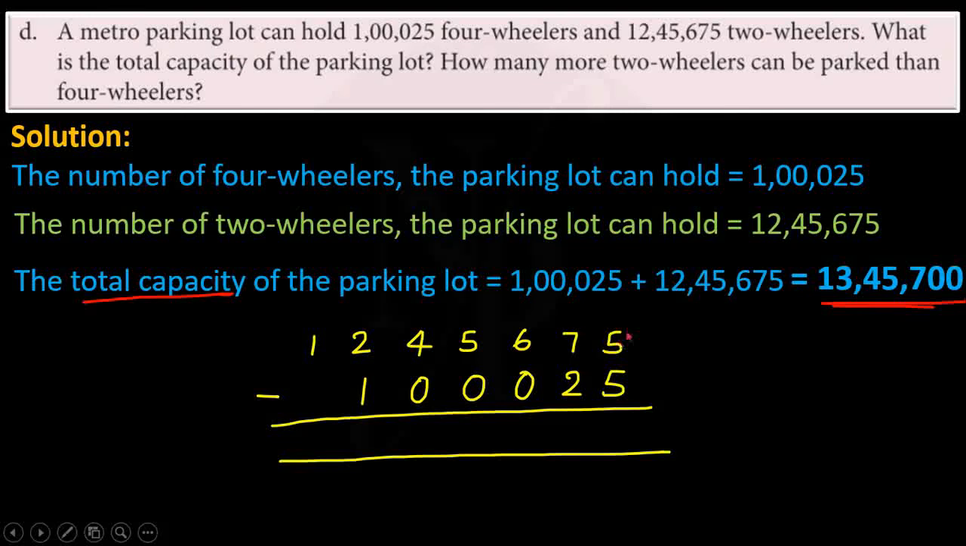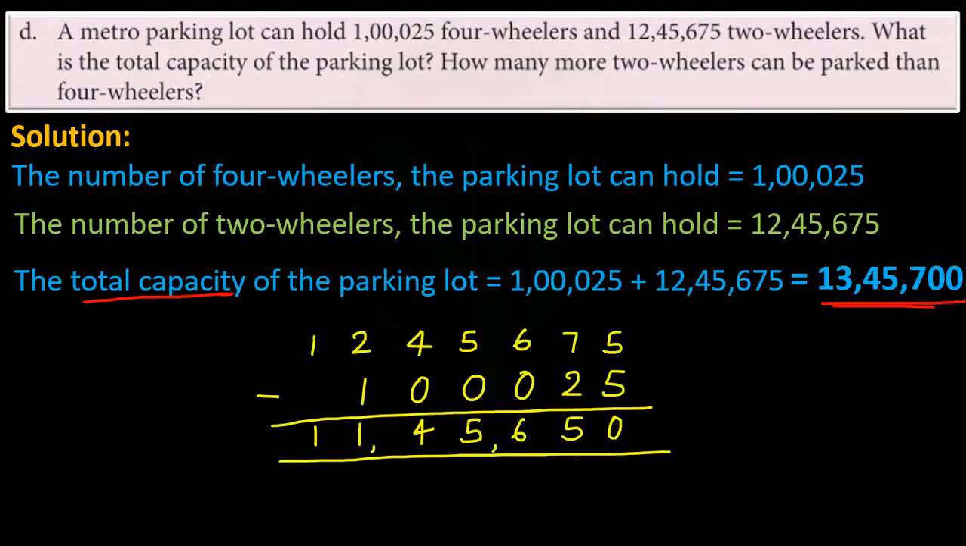Starting from ones place, subtracting 5 from 5, you get 0. Subtracting 2 from 7, you get 5. 6 minus 0 is 6. 5 minus 0 is 5. 4 minus 0 is 4. 2 minus 1 is 1. And we will bring down this 1 as it is, since there is no digit for subtracting. So what we get is 11,45,650. What is this number?